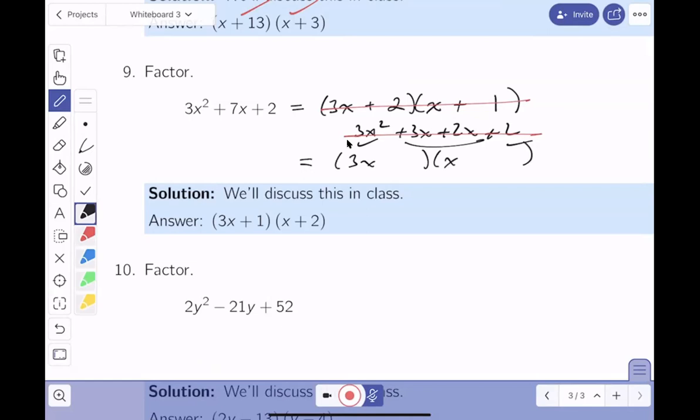I'm just going to move the 2 and the 1 around like this. I'm not saying it's going to work. Let's give it a try. What do you get there? 3x squared plus 6x plus x plus 2.